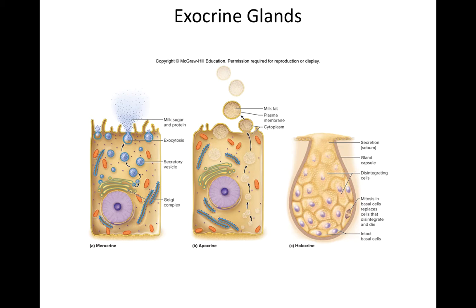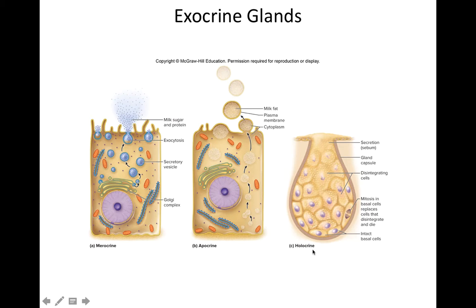Mammary glands also are partially merocrine and partially apocrine. They release the sugar and protein component of breast milk via merocrine secretion. However, the fat component of breast milk is going to be released using an apocrine mode of secretion. Here, you actually have a membrane-bound vesicle that buds off, and it's budding off of the apical surface, hence the name apocrine.